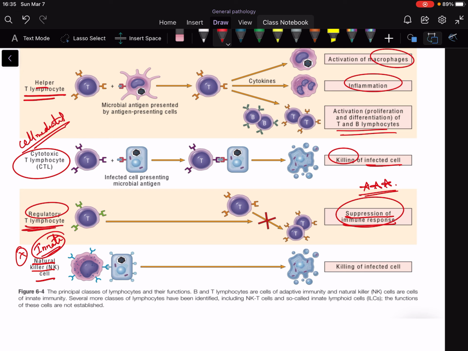So what do the natural killer cells do? Natural killer cells and T cytotoxic cells do the same thing. They do the killing of the infected cell.